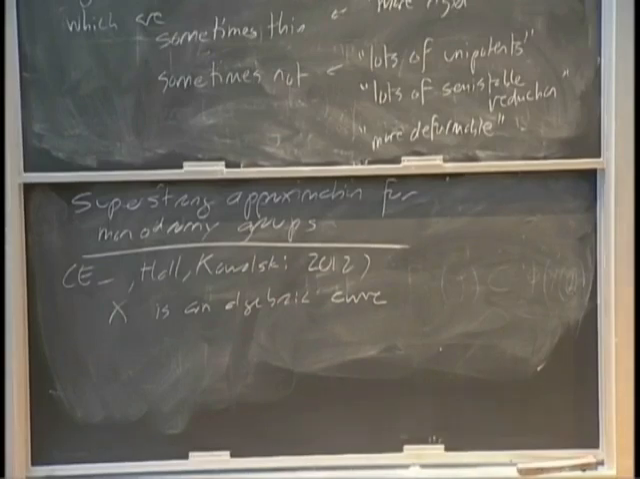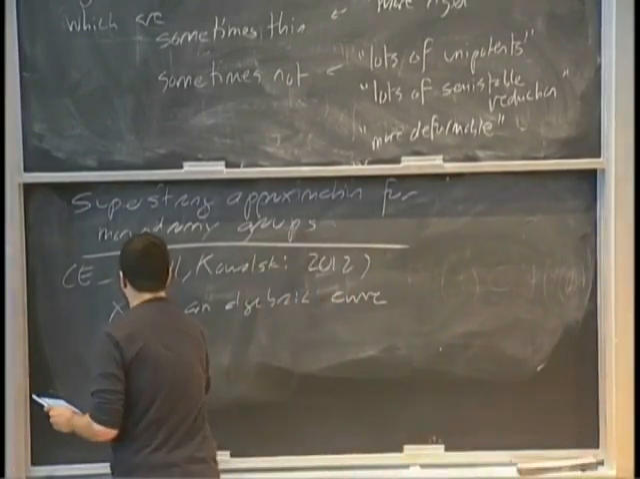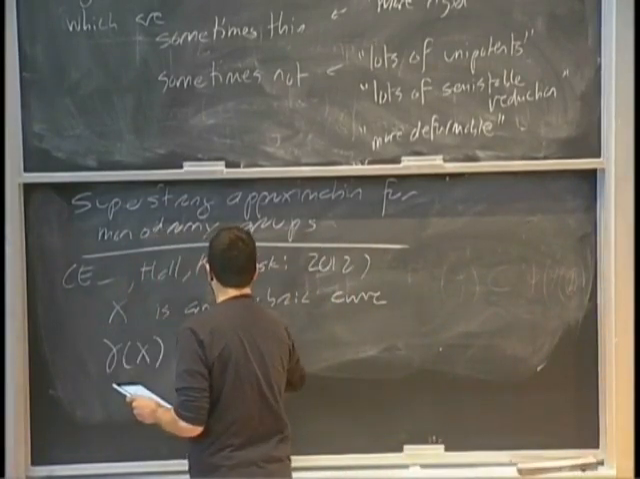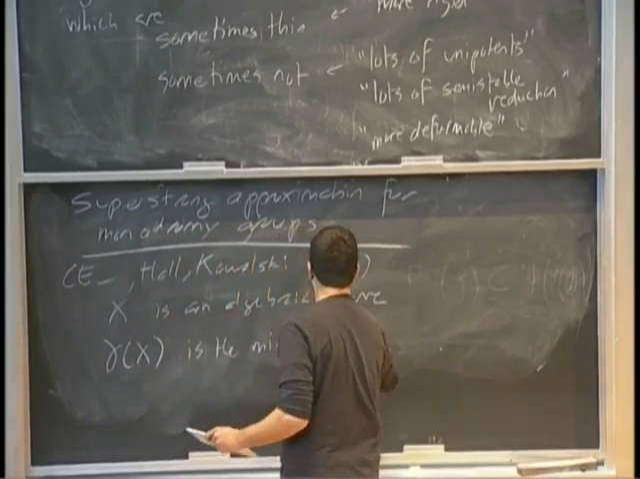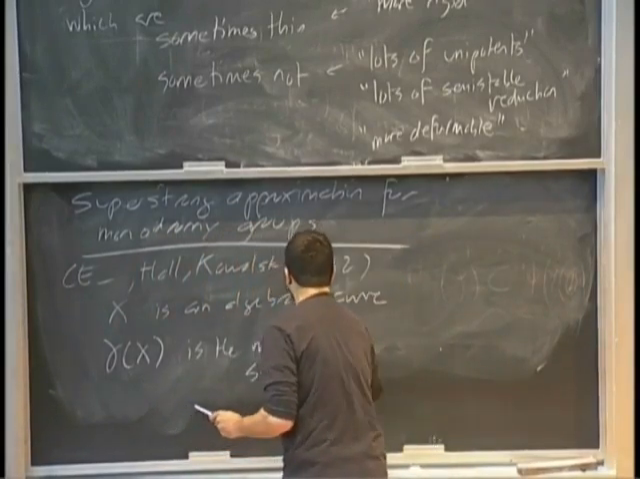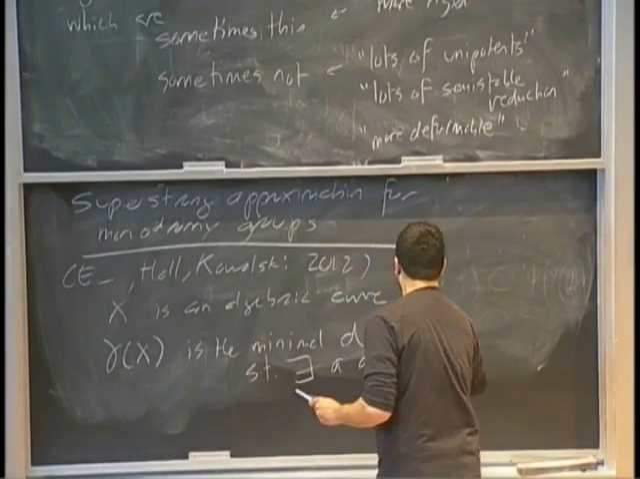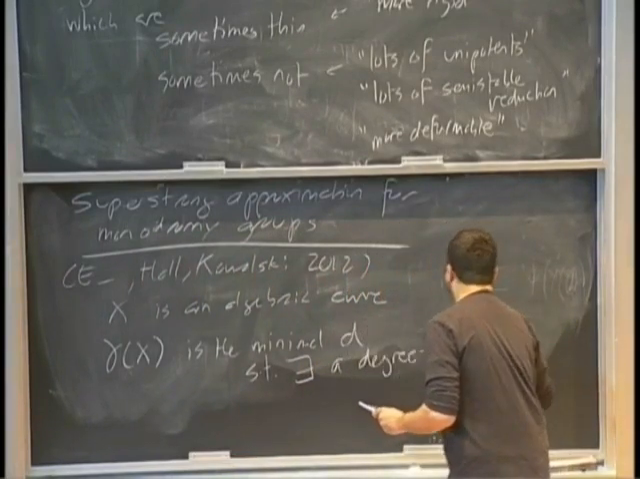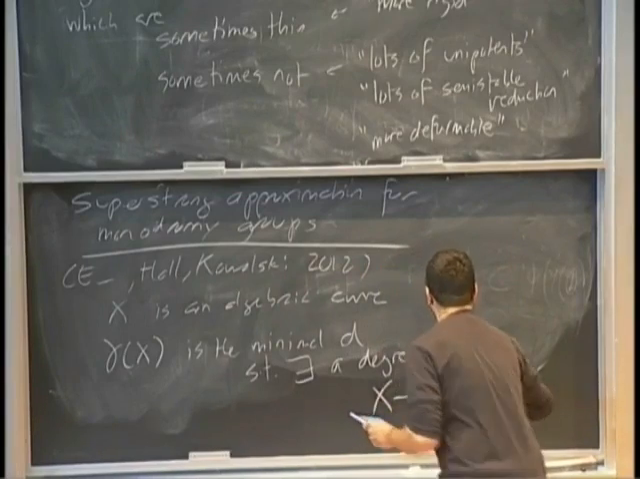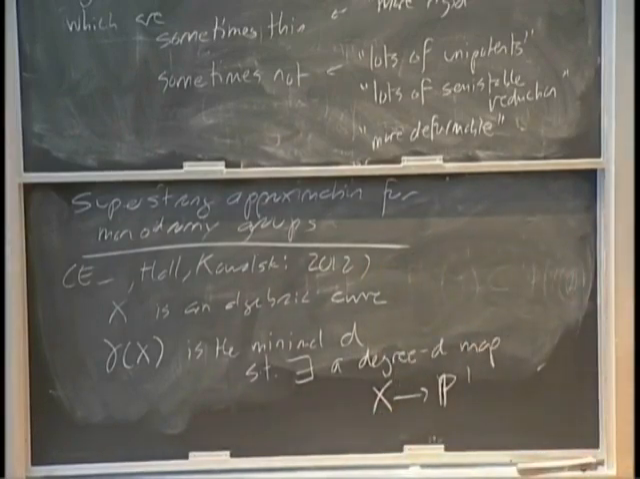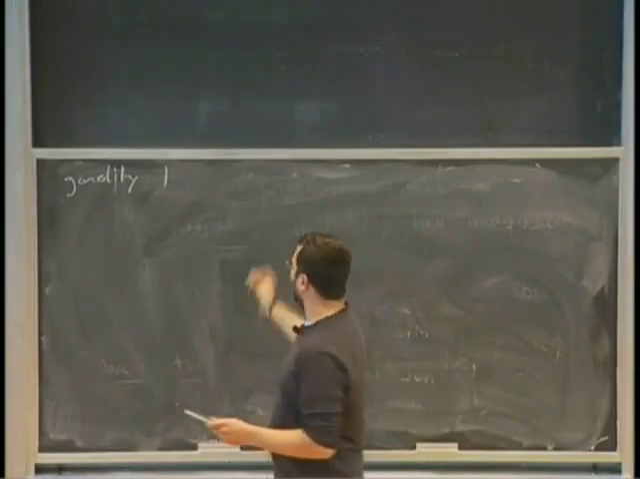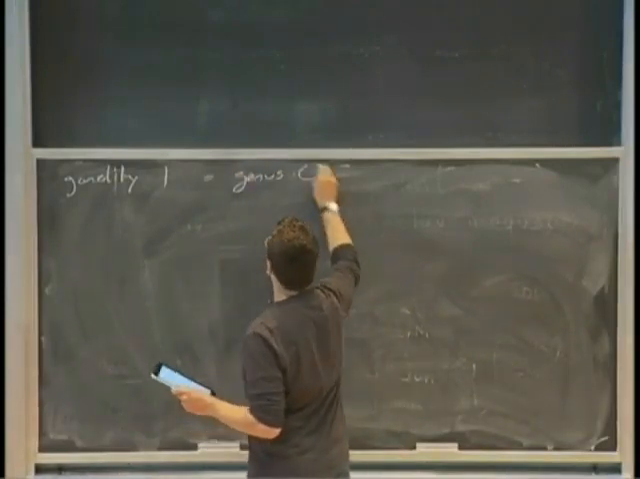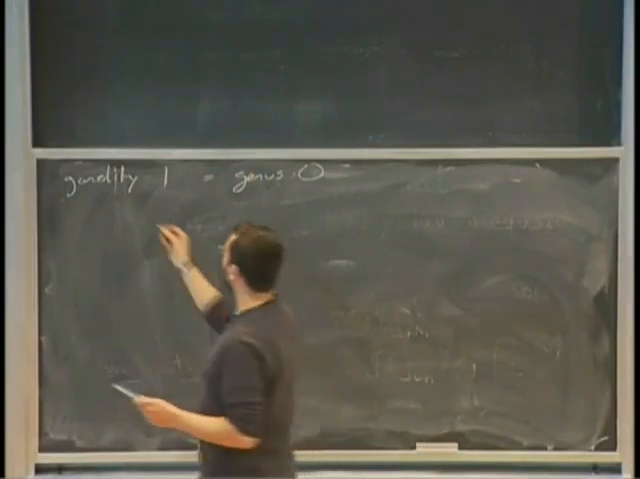But if you want to get a little bit more refined by that, you can ask about the gonality, which was usually denoted gamma, and we'll say gamma of X is the minimal integer d such that there exists a degree d map from X to P1. So, for instance, gonality 1 means you have a degree 1 map that is an isomorphism to P1, which is the same thing as saying you're genus 0. You are just projective space.